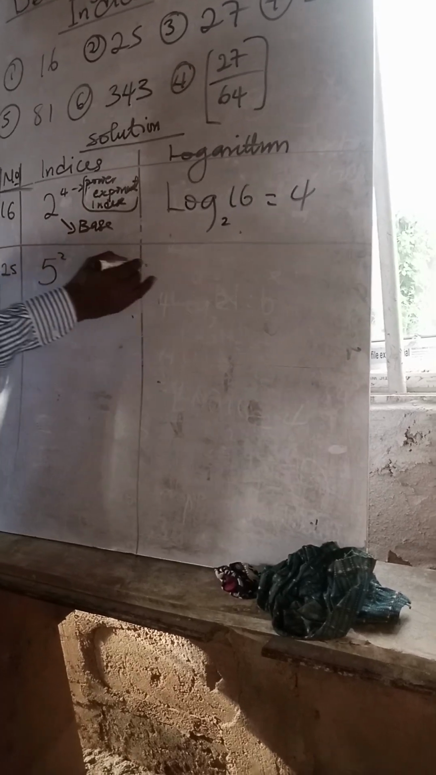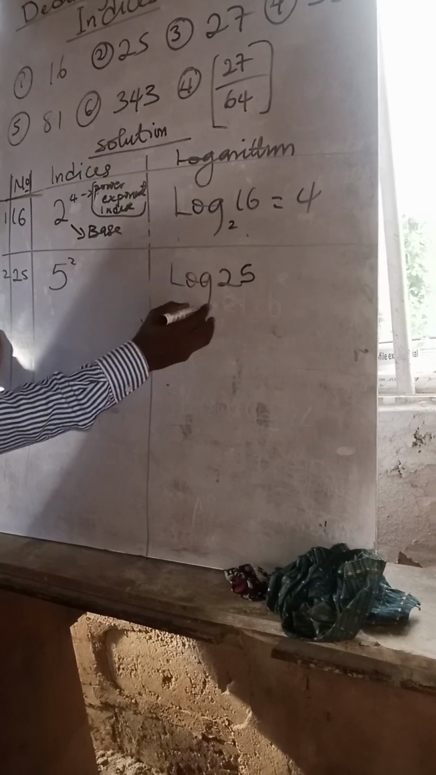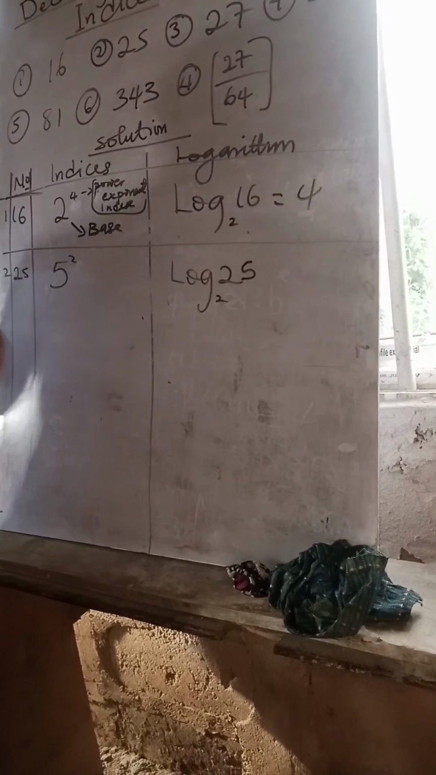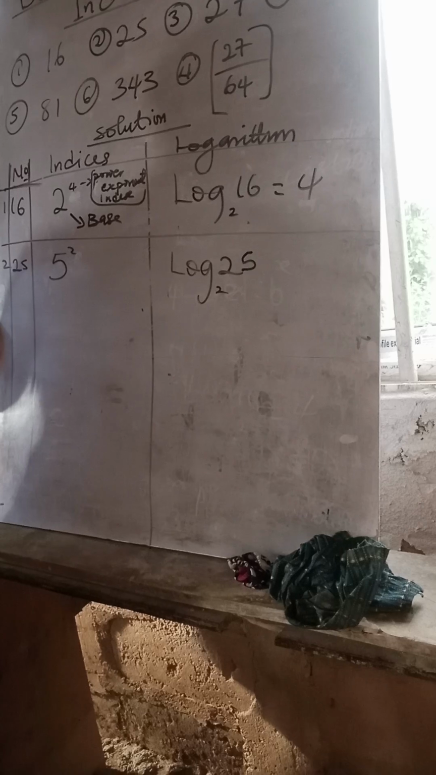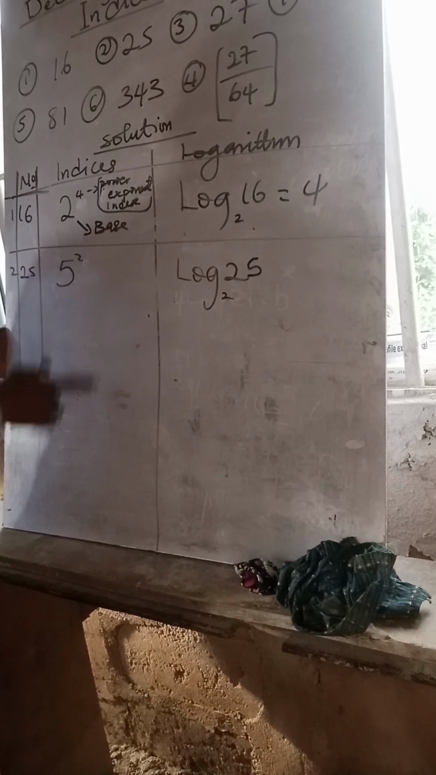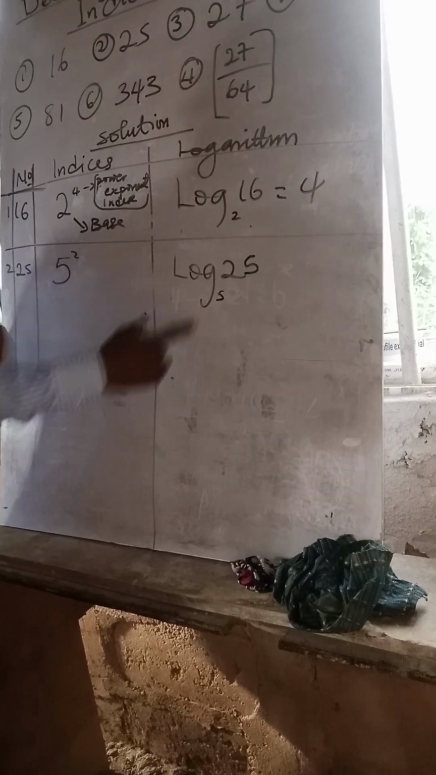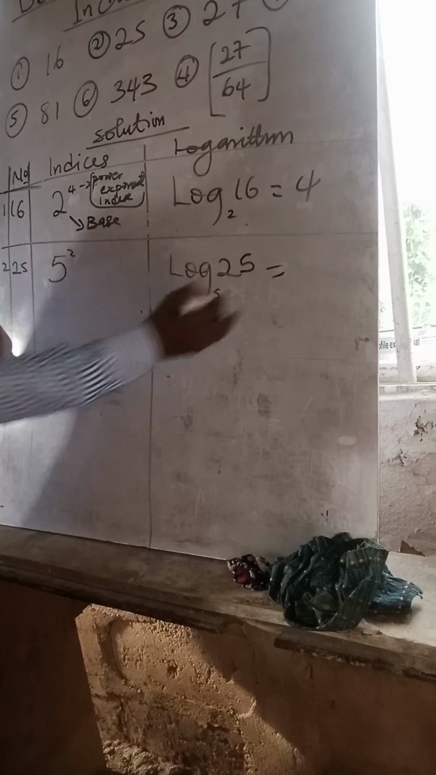How do we have it? Look at it, which is going to be log 25. Base 2, what is it going to give us? Our base is 5 now. So here is 5, and our base is 5, which is going to give us what? 2.